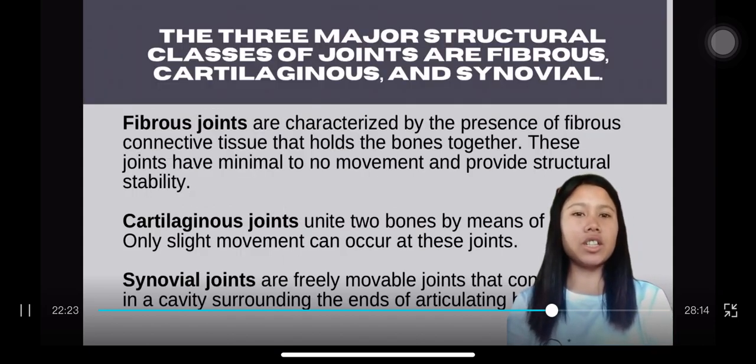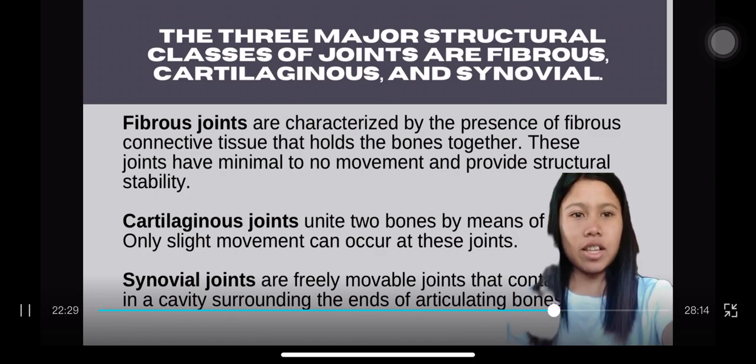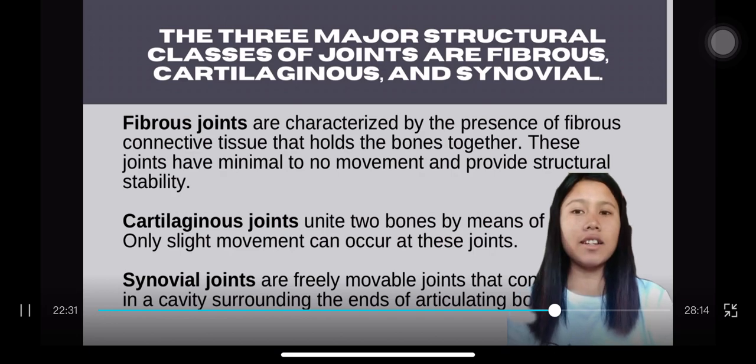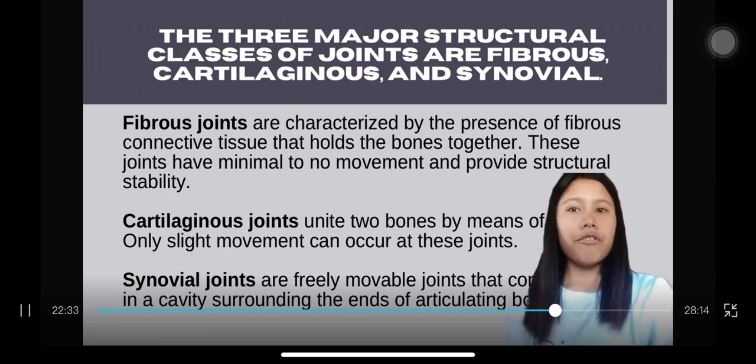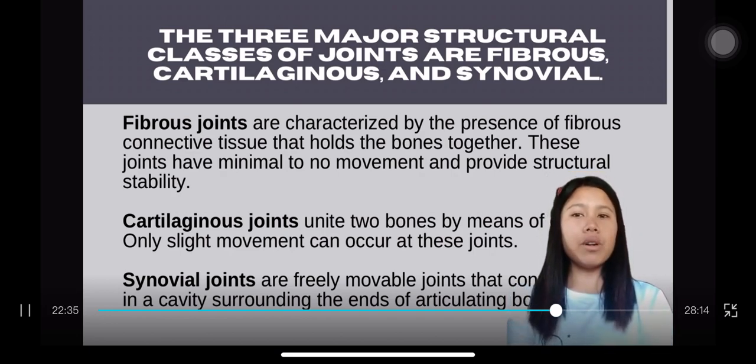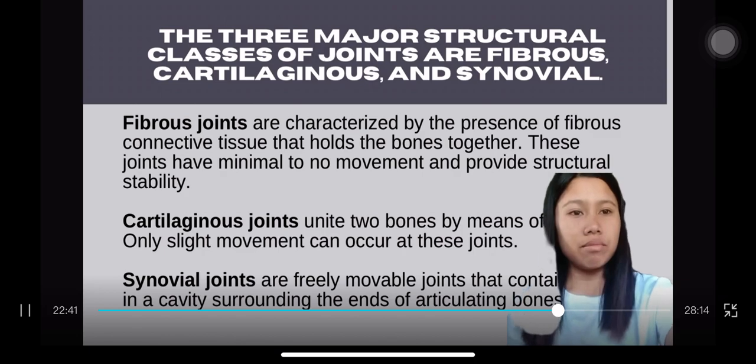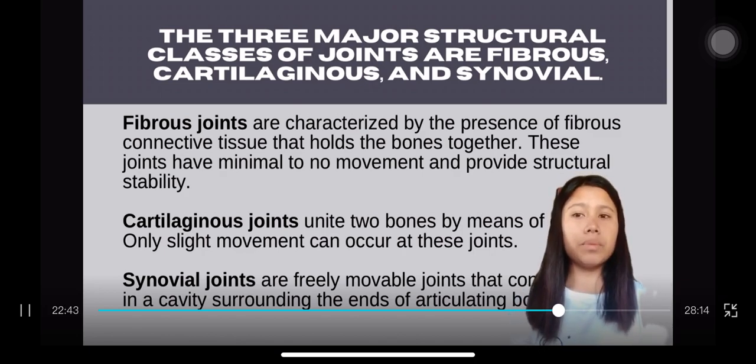The three major structural classes of joints are fibrous, cartilaginous, and synovial. Let me explain first the fibrous. Fibrous joints consist of two bones that are united by fibrous tissue and exhibit little or no movement. Joints in this group are further subdivided on the basis of structure as sutures, syndesmoses, or gomphoses.